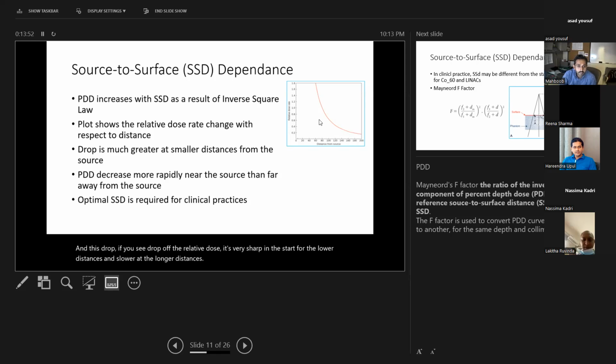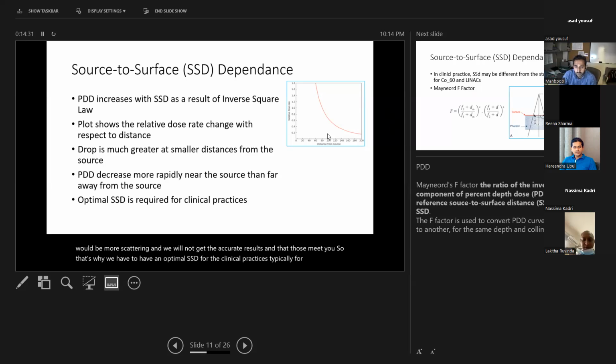So in that case, to achieve this benefit, PDD is recommended to be measured at larger distances to have less decrease in the relative dose. But if we are at farther distances, the inverse square law would be applicable, and there would be more scattering, and we will not get accurate results in the dosimetry. So that's why we have to have an optimal SSD for clinical practice.